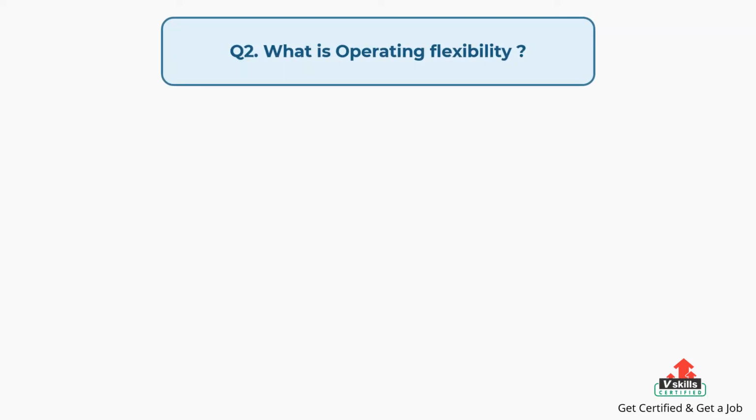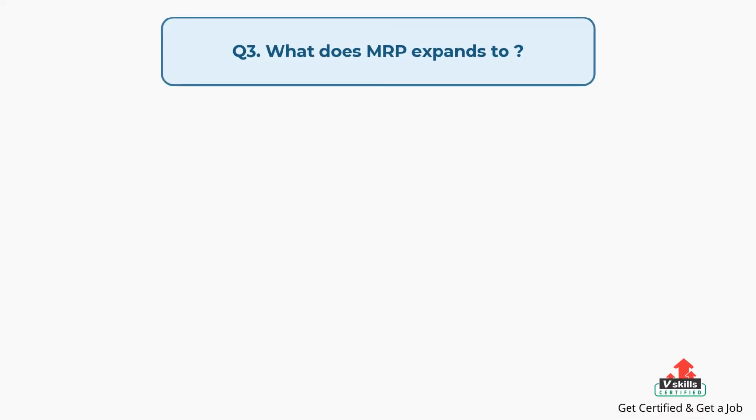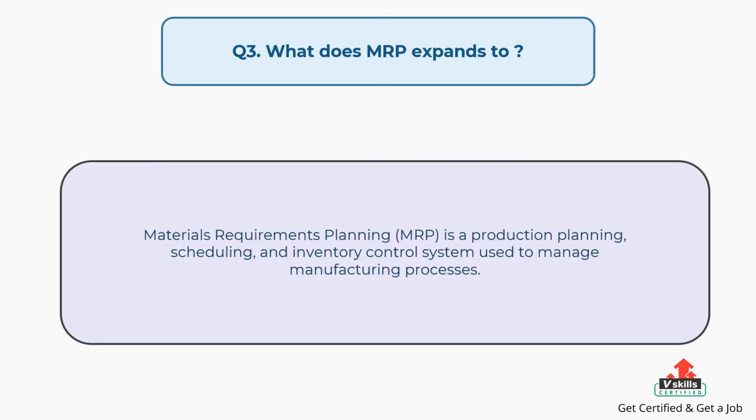Question number 2. What is operating flexibility? The answer is, operating flexibility refers to the ability to make adjustments in internal policies and procedures to accommodate product and customer requirements. Question number 3. What does MRP expand to? The answer is, Materials Requirements Planning. MRP is a production planning, scheduling, and inventory control system used to manage manufacturing processes.